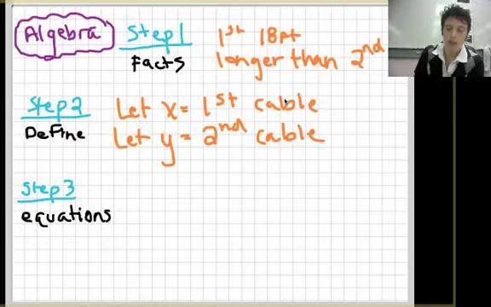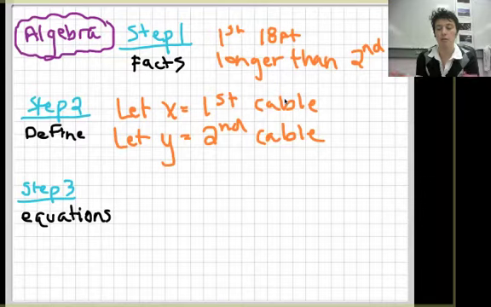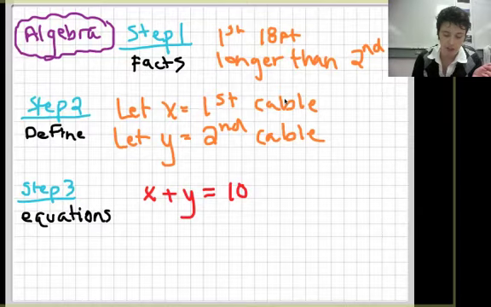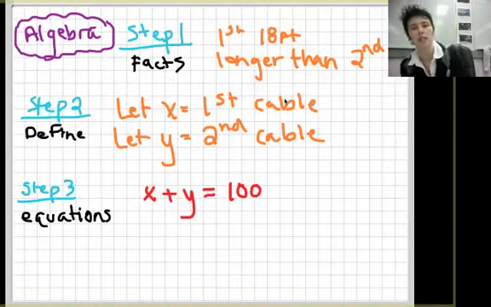So I'm thinking this. First off, the first piece of cable plus the second piece of cable makes up how many feet altogether? Well, there's 100 feet of cable. So the first piece is x plus the second piece is y equals 100 feet of cable altogether. That's one of my equations. I can totally do that as an equation.